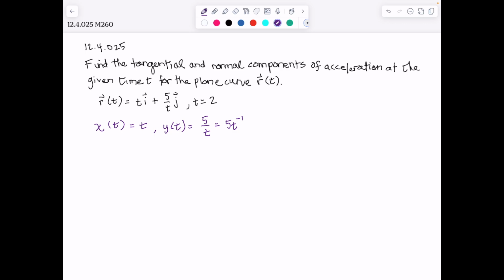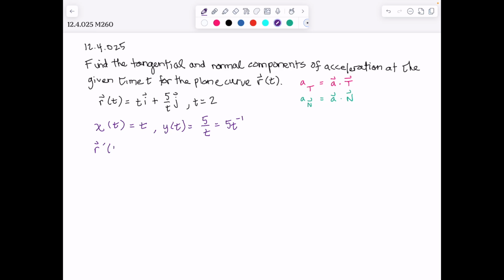And if we take a look at what we need to find here, at the end of the day, we need the tangential component of acceleration, and that is found by finding a dot T. We also are going to need to find the normal component of acceleration, and that is found by finding a dot N. Now, T is found by finding r prime at t over the magnitude of r prime at t. So, let's go for it.